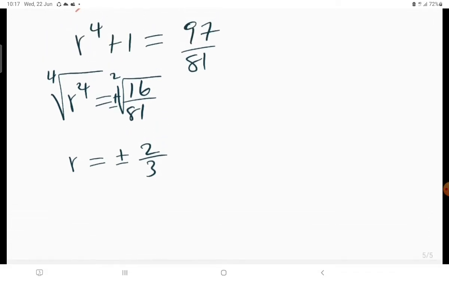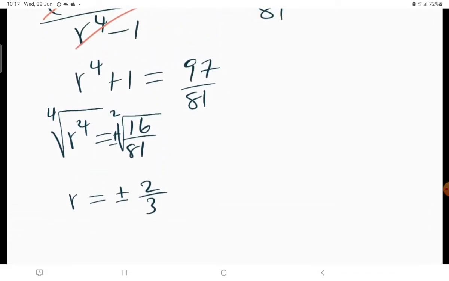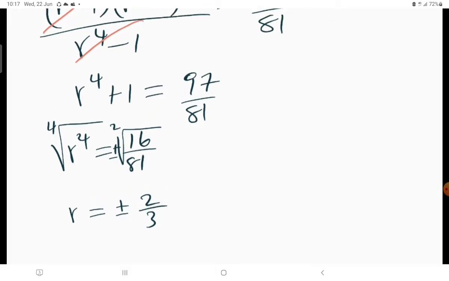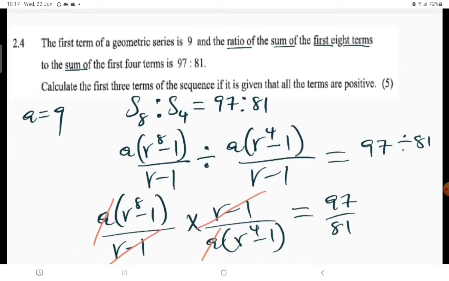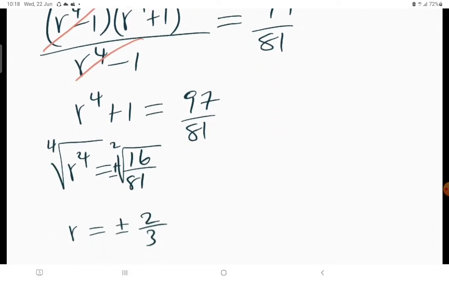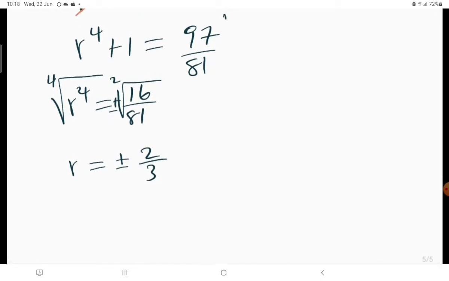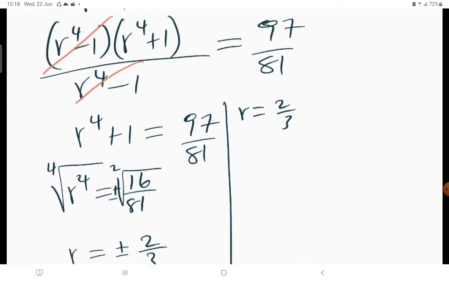So we have that. Now you will remember that it was given in the statement that the terms you are to find are all positive. So it's possible that we are taking our r, which is 2 over 3, not the other one that is negative. Yeah, I believe so.